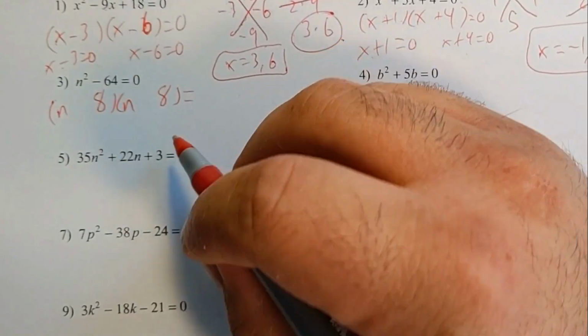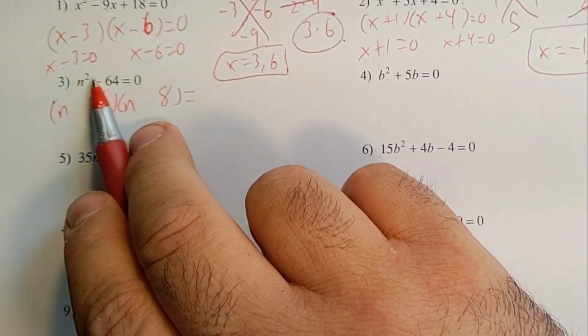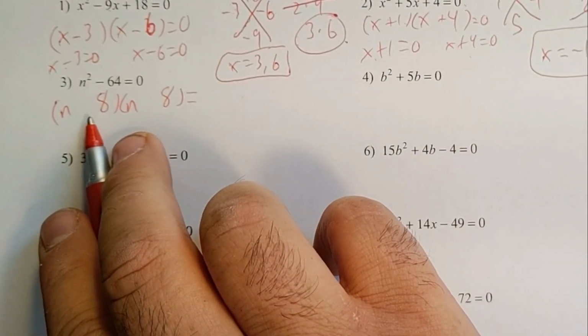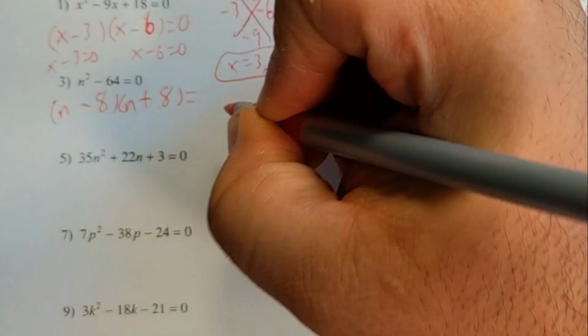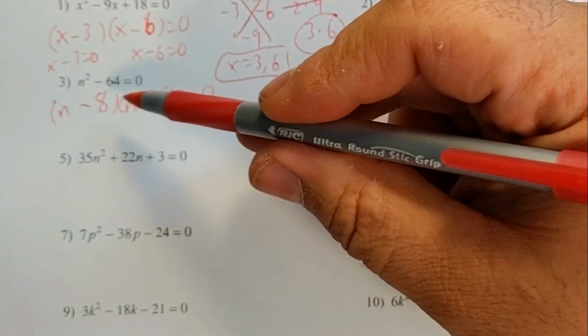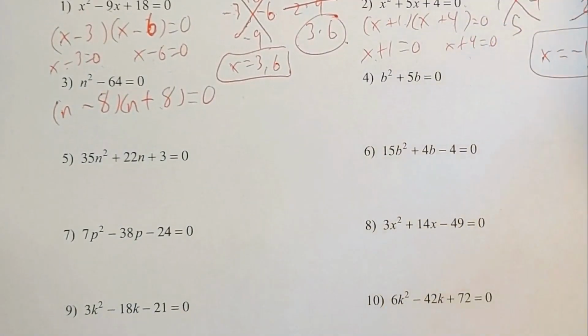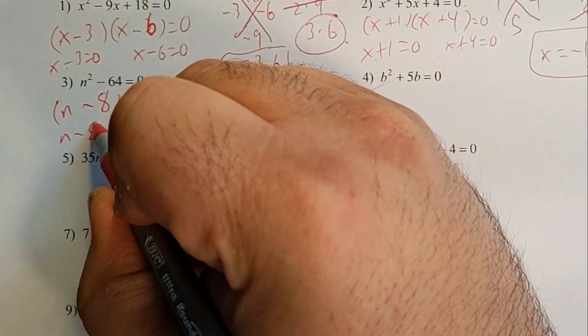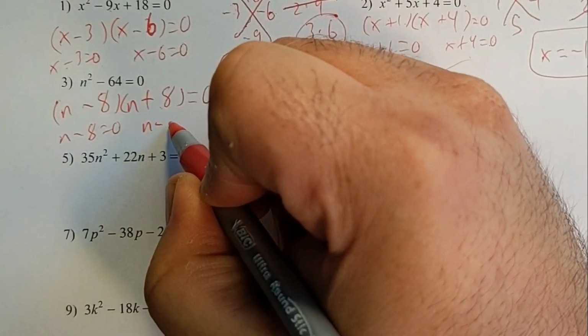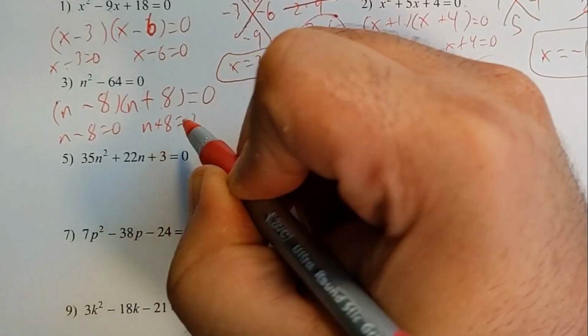And the reason why there's no b value is because if you have a negative 8 and a positive 8, they cancel each other. So the signs have to be different here. And now you have your two factors. You can set them equal to 0 like we did on the first two problems. So n minus 8 equal to 0 and n plus 8 equal to 0.